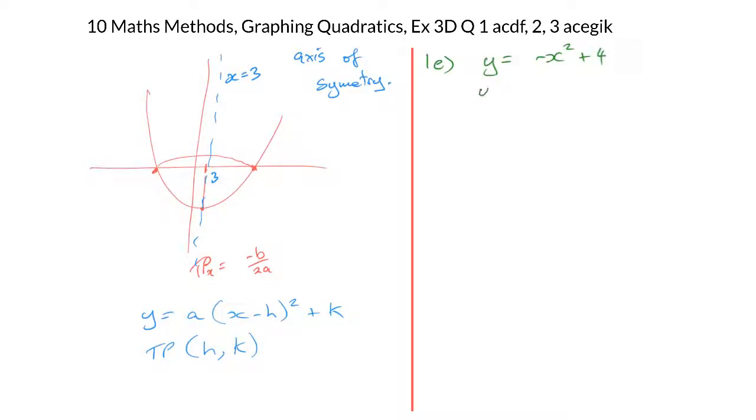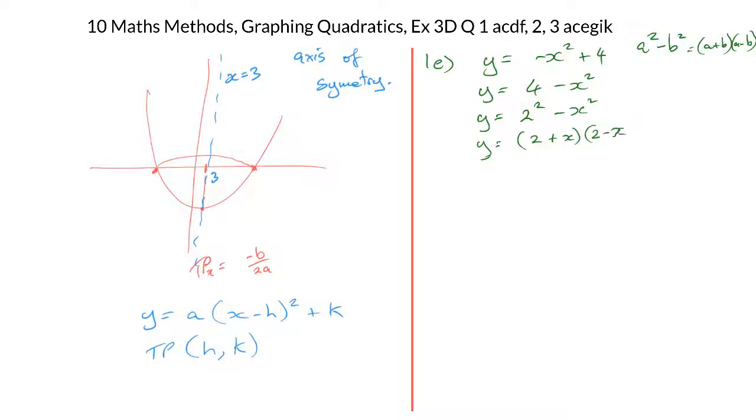Okay, this one. Now I'm going to rearrange it so it looks a little bit more familiar to you. It's the difference of 2 squares. You have to remember this. It's beautiful. I love this. I'll change it to 2 squared. Remember, a squared minus b squared equals a plus b times a minus b. And so y will equal 2 plus x times 2 minus x.